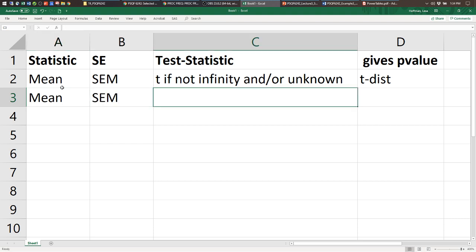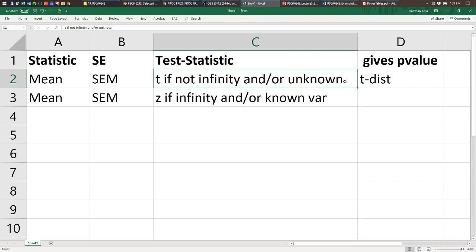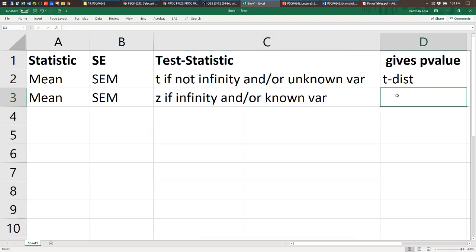SEM. Z if infinity and or known variance. So this is the case where, when you do a test of a proportion, because you don't have to estimate variance for a proportion, it's given by the mean, it gives you a Z instead. Known variance, Z distribution. Unknown variance, T distribution.